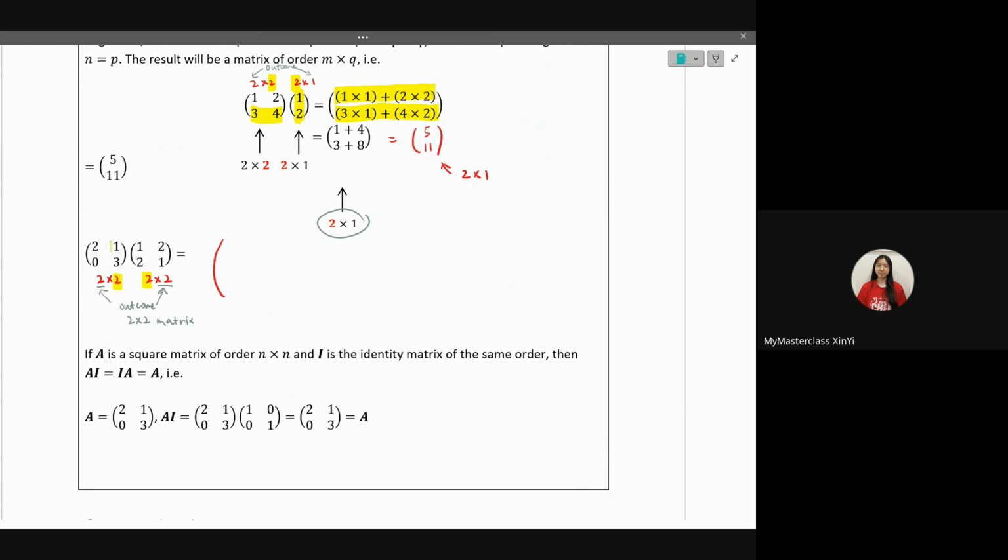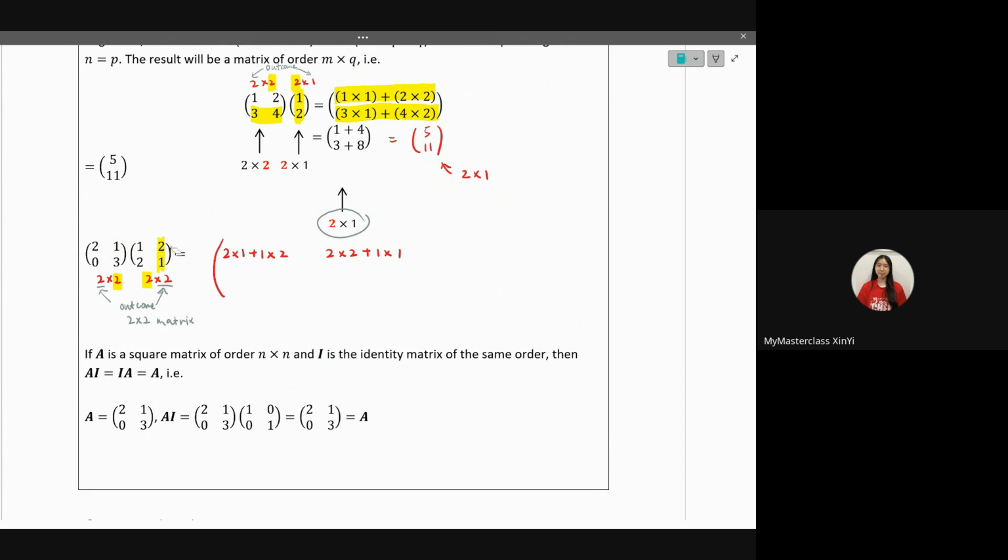You are going to look at these and this first: the first row and the first column. First row, first column will give you the first row, first column entry. So 2 times 1 plus 1 times 2. Then you're going to look at first row, second column. First row, second column is going to give you the first row, second column entry of your outcome matrix. So 2 times 2 plus 1 times 1.